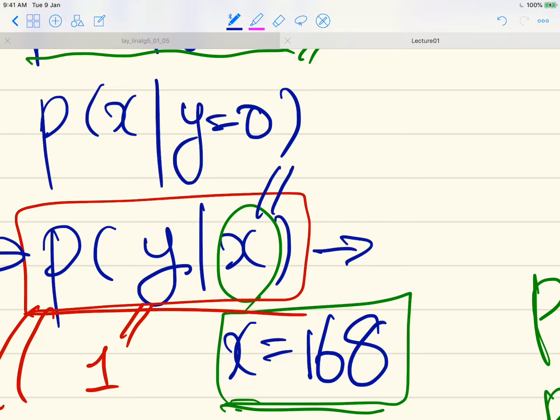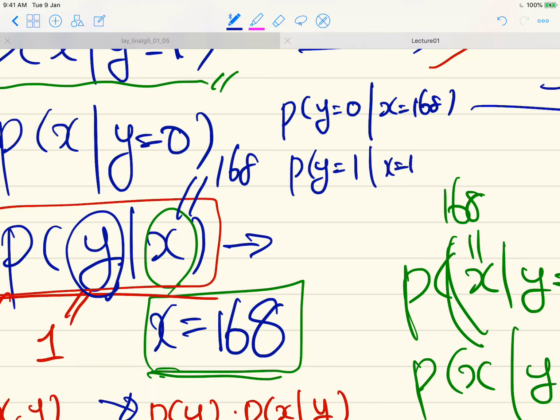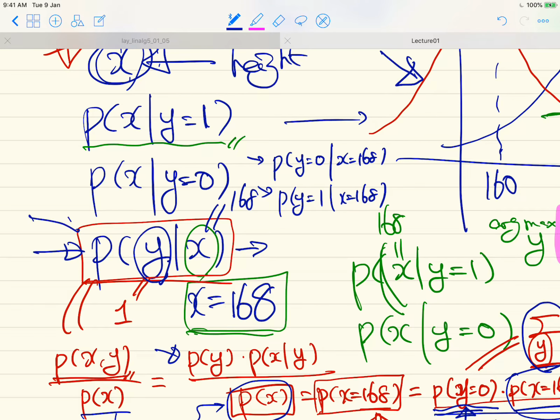In this case, x is again fixed as 168, and it is of course a function of y, right? And in order to obtain this function, let's consider y being 0 with x equal to this, and y being equal to 1. Okay, so there are no other values. If we can specify each of these values, it is the same as defining the full definition of p of y given x, right?